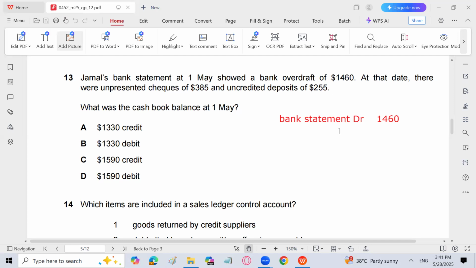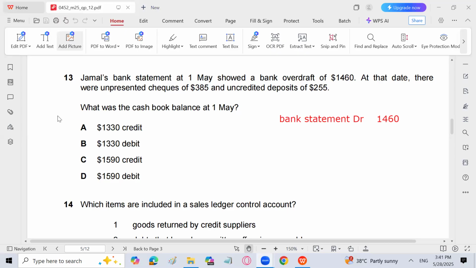It is bank statement debit, so the cash book is always having a credit balance. So 1590 credit is the answer. So C is the answer. 1590 credit. Starting from the bank balance and reaching the cash book balance. That's what we have done actually.